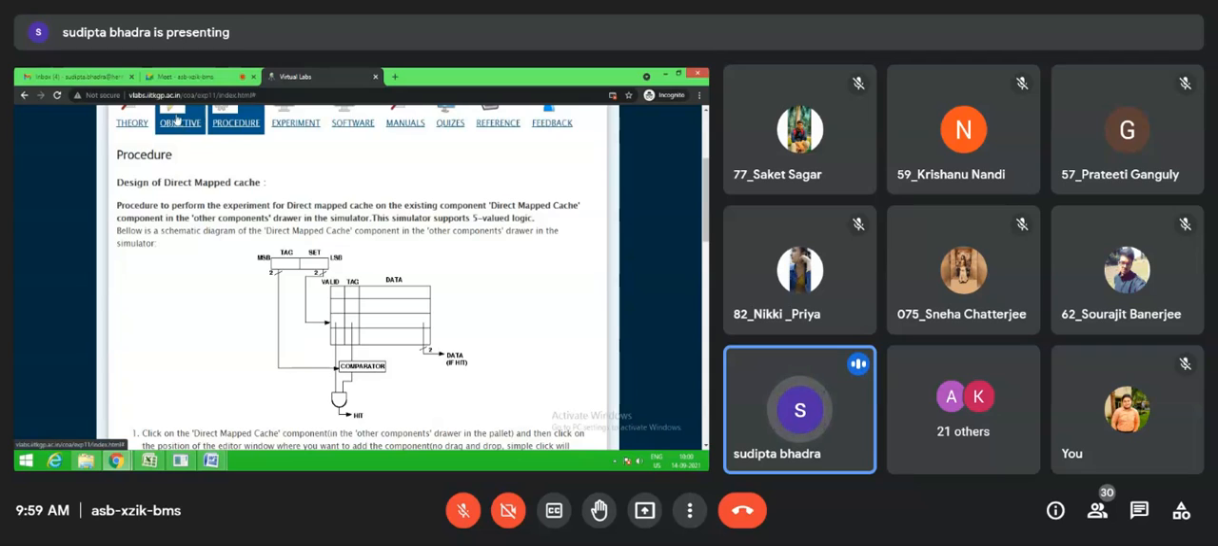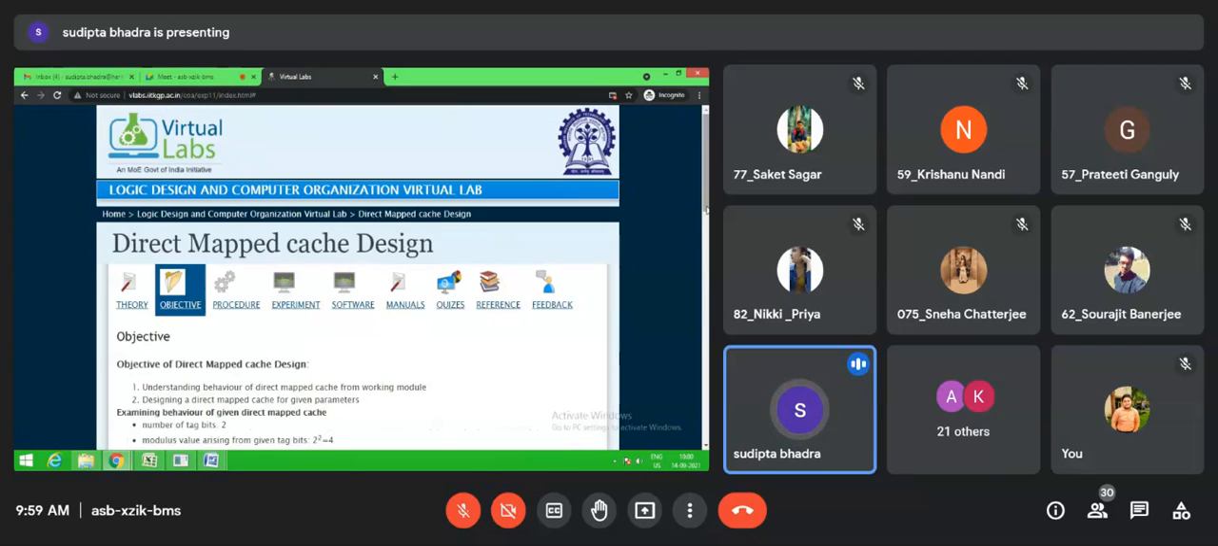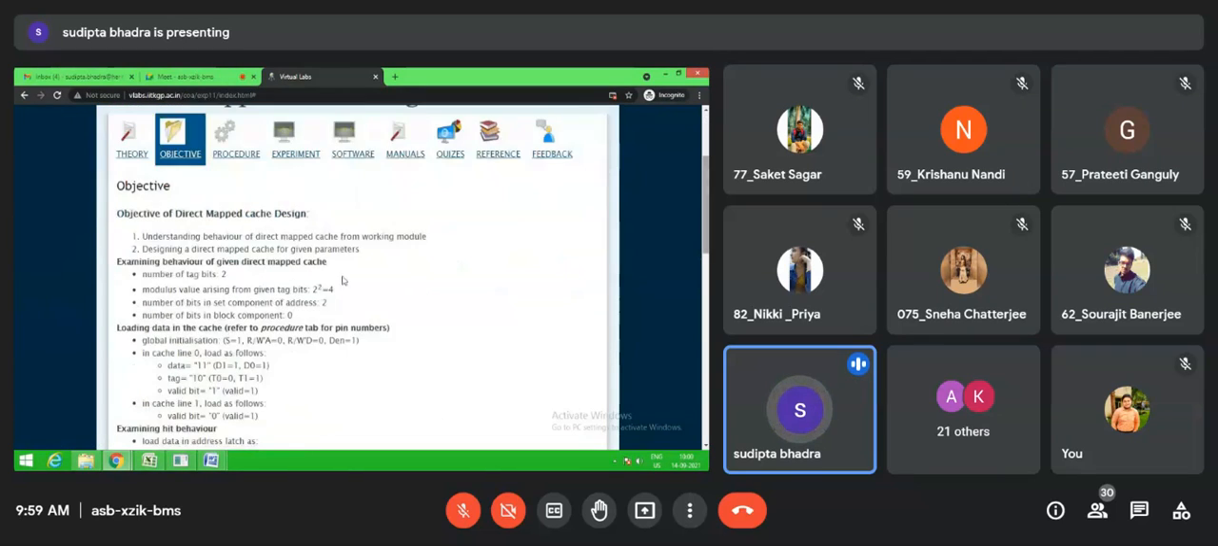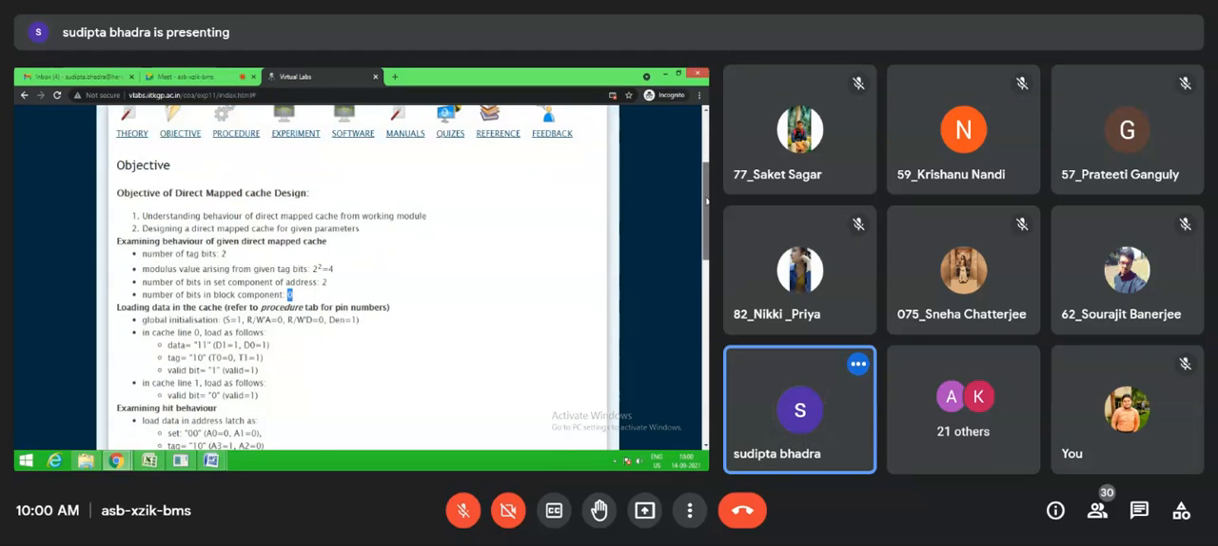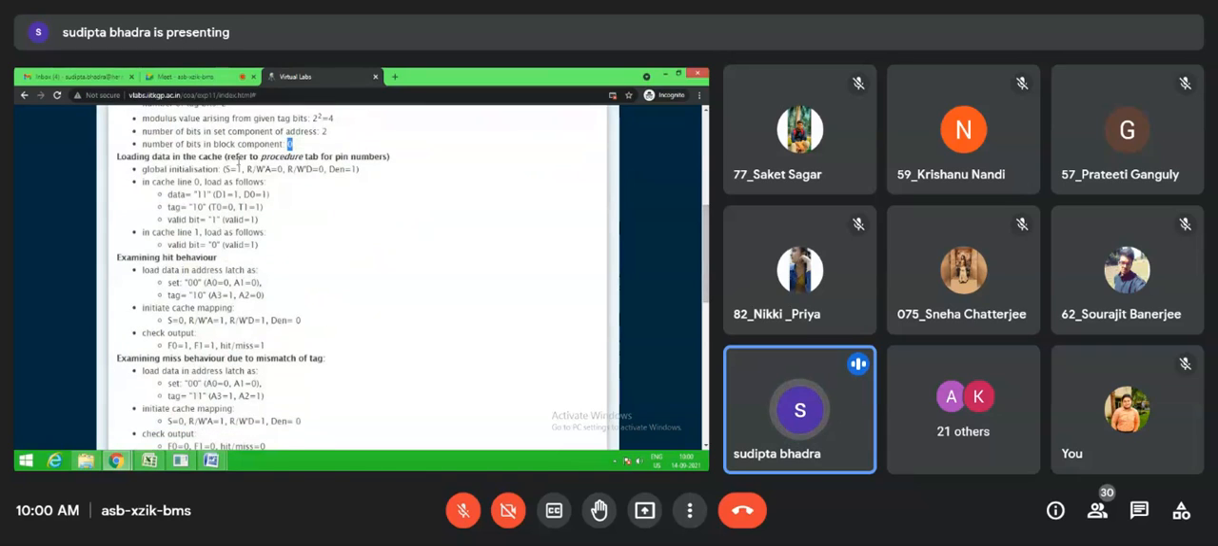Now here in the objective part, the number of tag bits is 2, the number of bits in the set component of the address is 2, and the number of bits in the block component is 0. That means we are not taking the block offset. We are taking the block size and the word size as the same, which means 2-bit. So here, first we have to load the data.